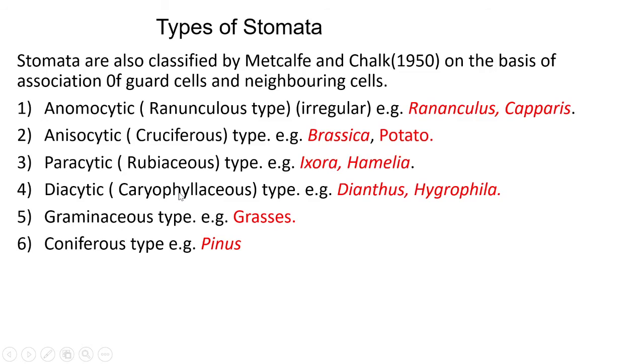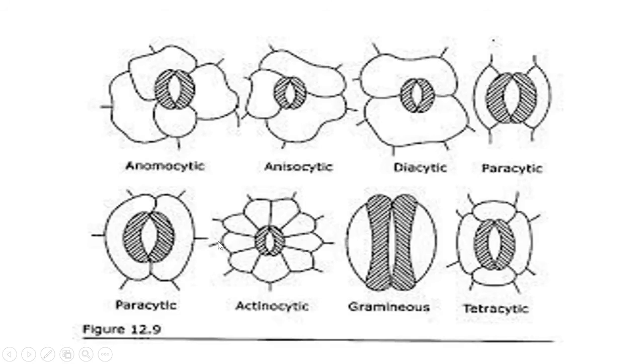Fourth, diacytic. It is also called Caryophyllaceous. Example Dianthus and Hygrophila. Fifth one, graminaceous. All the Gramineae members, grasses, show the graminaceous type, where dumbbell shaped guard cells are there. And the last one, coniferous type, for example Pinus. Now see, these are some diagrams.